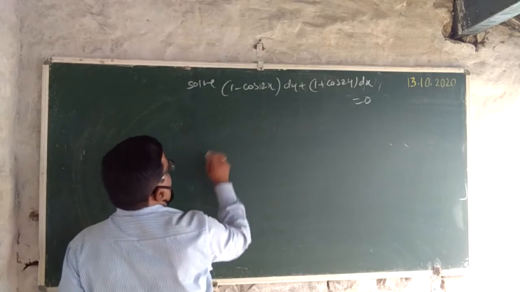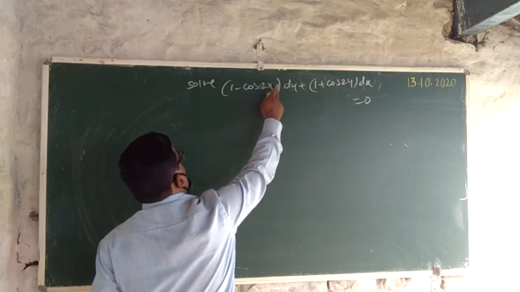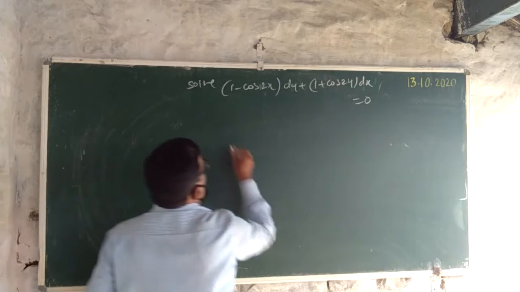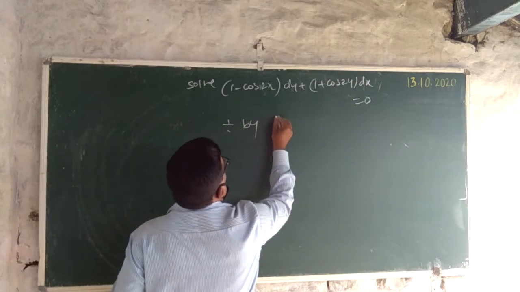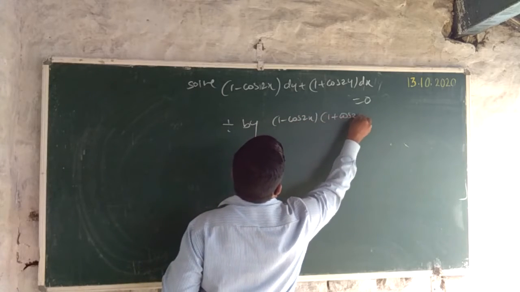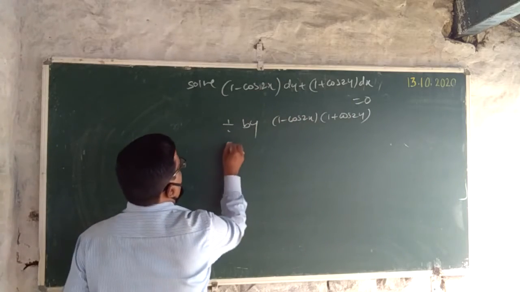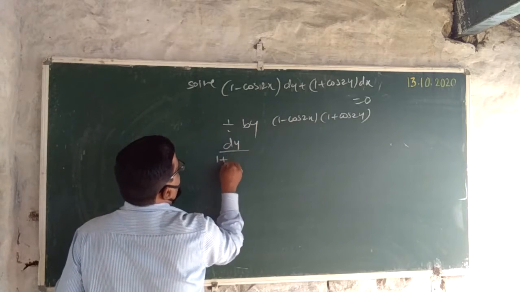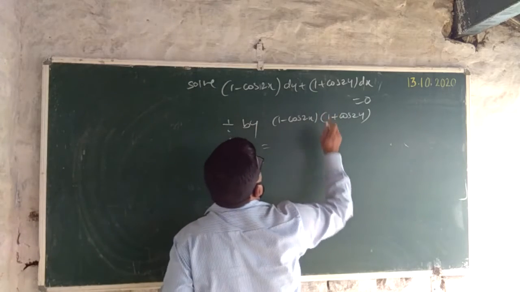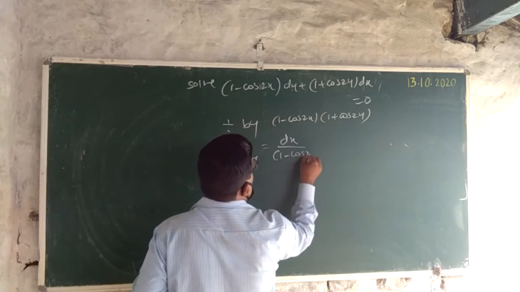Okay. So now in this case, first here y term is there and here x term is there. We don't want this. And here dx is there, but here we don't want this y term. So divide by (1 minus cos 2x) into (1 plus cos 2y). So then 1 minus cos 2x, 1 minus cos 2x get cancelled, and it gives dy divided by 1 plus cos 2y is equal to, and here 1 plus cos 2y, 1 plus cos 2y get cancelled, and it gives dx divided by 1 minus cos 2x.